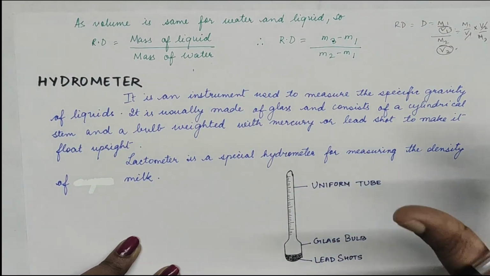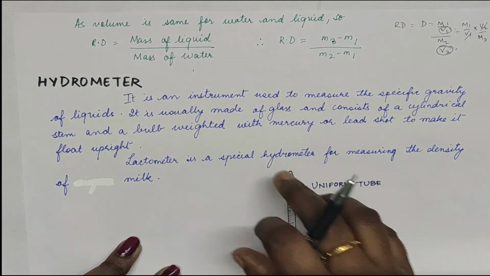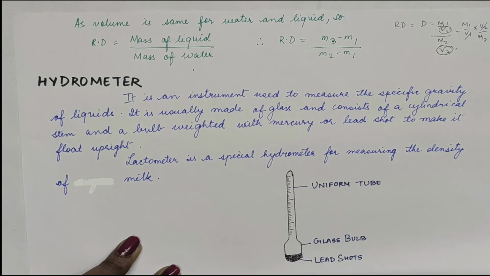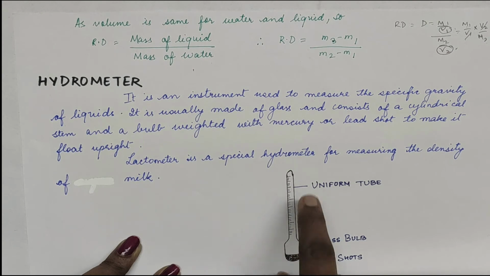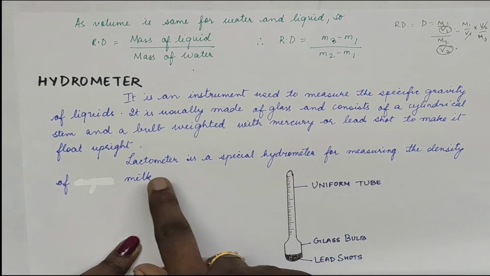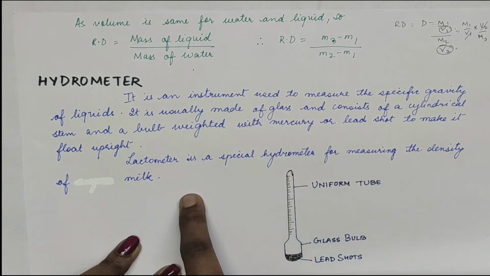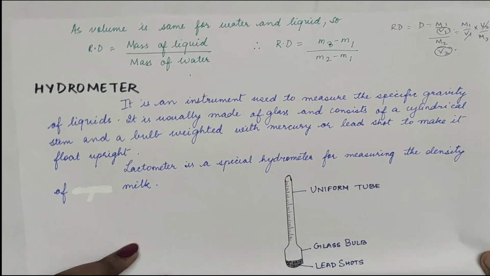By putting it in a glass of water or any other liquid, it will float, and the point at which the surface of the liquid touches the stem will point to some graduations, and then we can know the specific gravity directly. Also, the lactometer is a special kind of hydrometer for measuring the density of milk, and there are many such hydrometers available for specialized work.